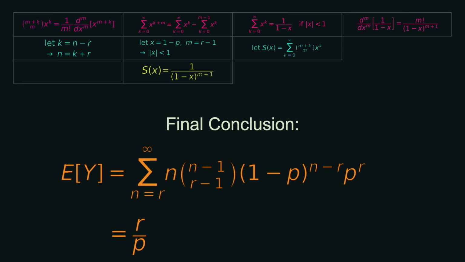And the conclusion that we were looking for is that the expected value of y, which is this insane summation, just simplifies to r over p.